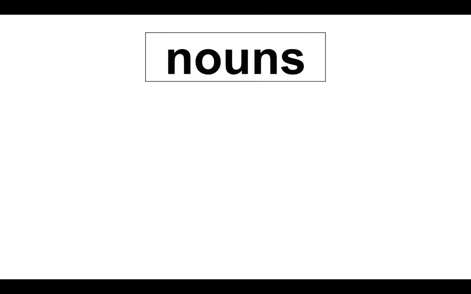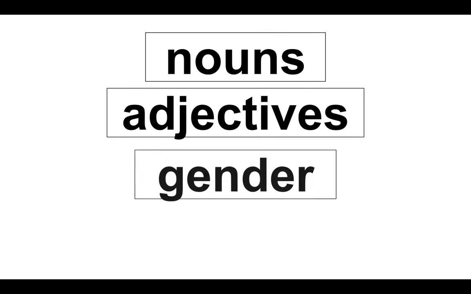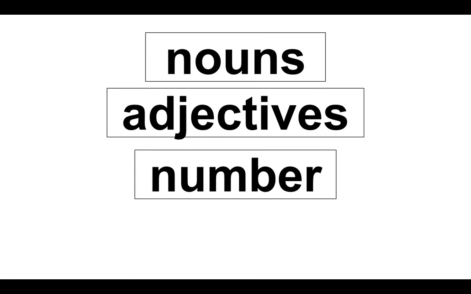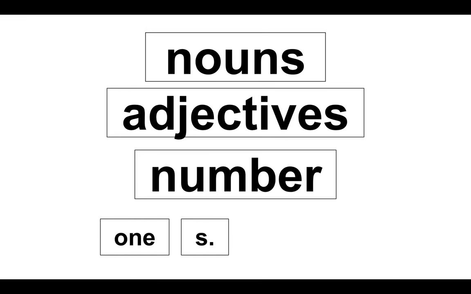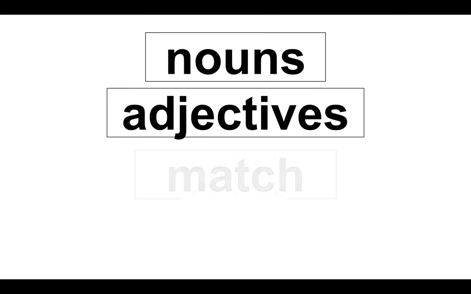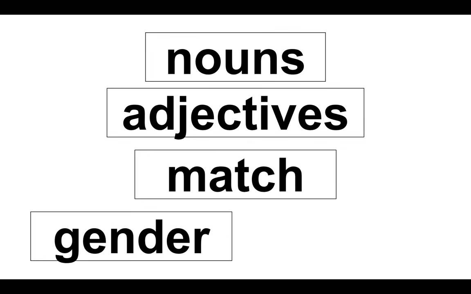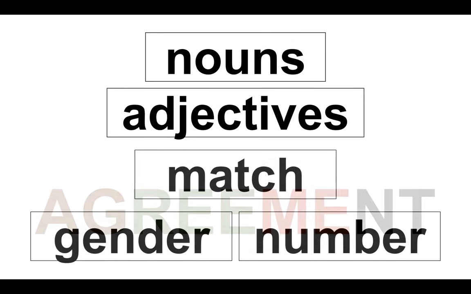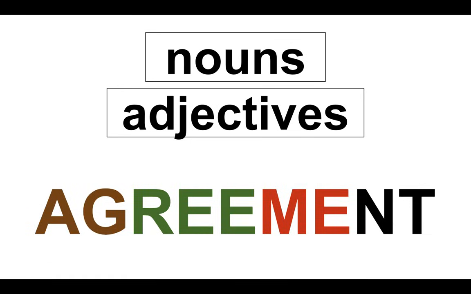Let's review. Nouns and adjectives have gender in Spanish, masculine and feminine. Nouns and adjectives also have number in Spanish, singular, meaning one item, and plural, meaning two or more items. Nouns and adjectives must match in gender and number when being used together in a sentence. This is called adjective-noun agreement.